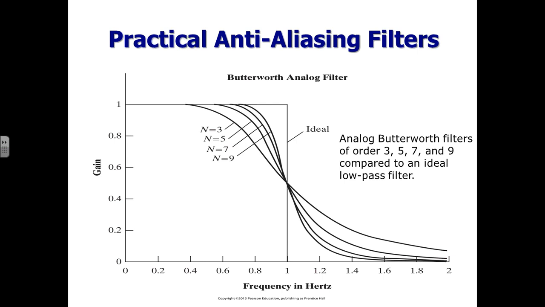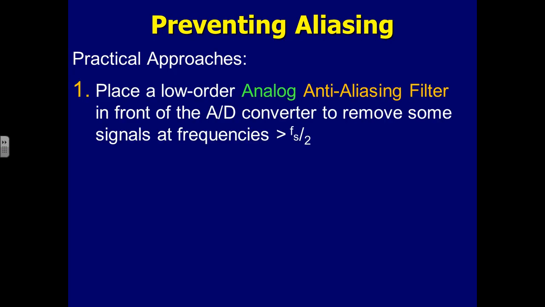And you can see even with a ninth order filter, which would require quite a number of components to build, we still have a fairly gradual roll off between the pass band and stop band. So what's actually done in the real world is to use a not so high order analog anti-aliasing filter, because that's much less expensive, and put that in front of the A to D converter.